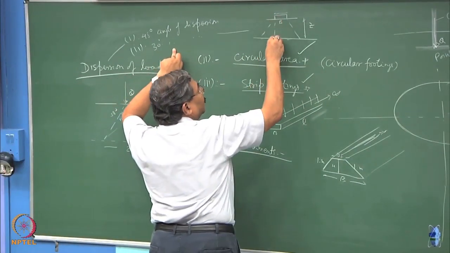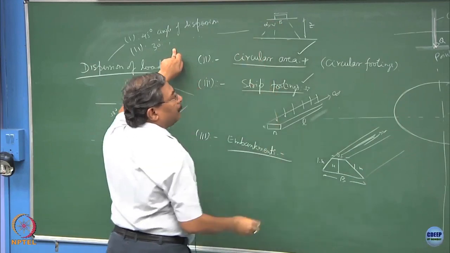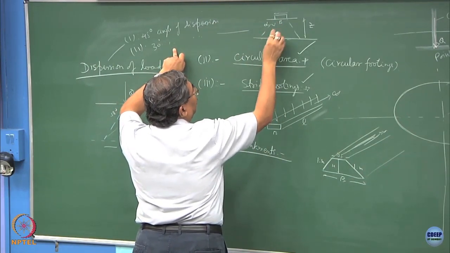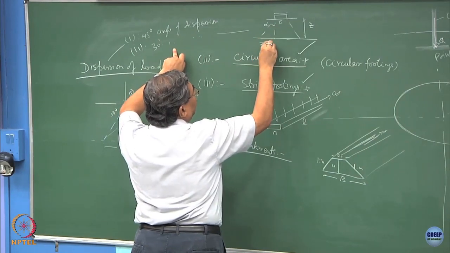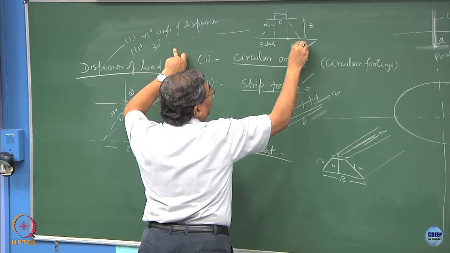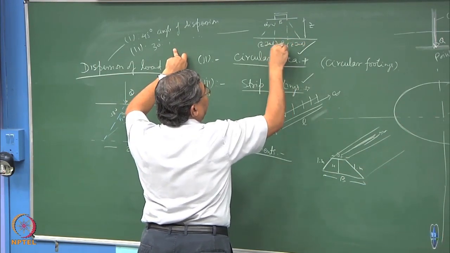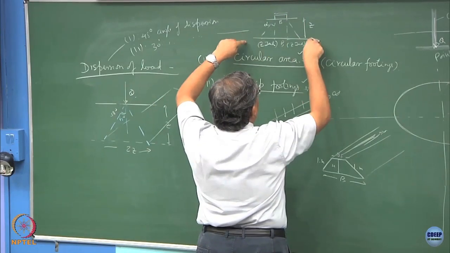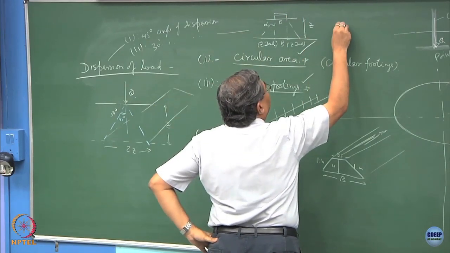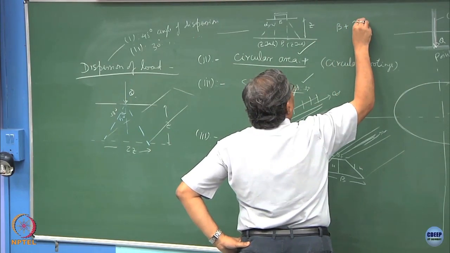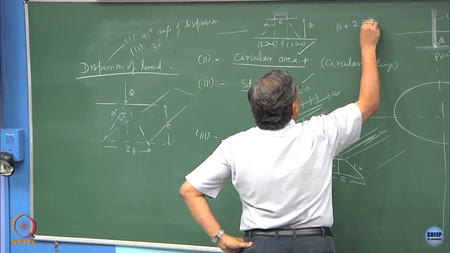So, if I use this angle of dispersion as alpha, this is going to be Z tan alpha, and this is also Z tan alpha, plus B. So basically this whole stress is now getting transmitted on a plane which has an area of cross section 2 times Z tan alpha.